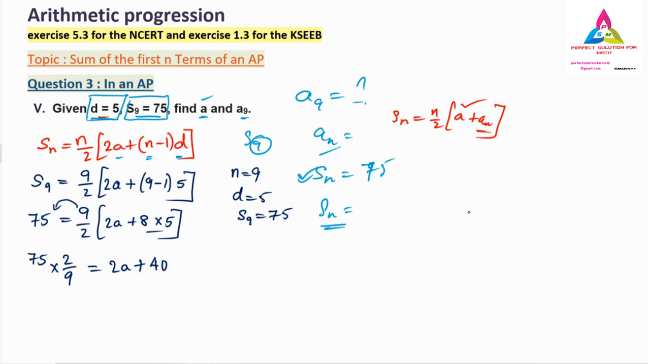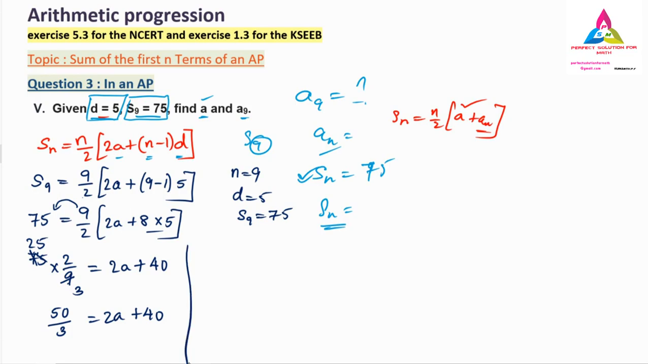Next, what is the next calculation? Whether it is possible to divide the 75 and 9. Yes, it is possible. So which table are you going to apply? That is 3 ones are 3, 3 threes are 9, 3 twos are 6, 1 will remain. 25 twos are 50, divided by 3. So 50 by 3 is equal to 2a plus 40.